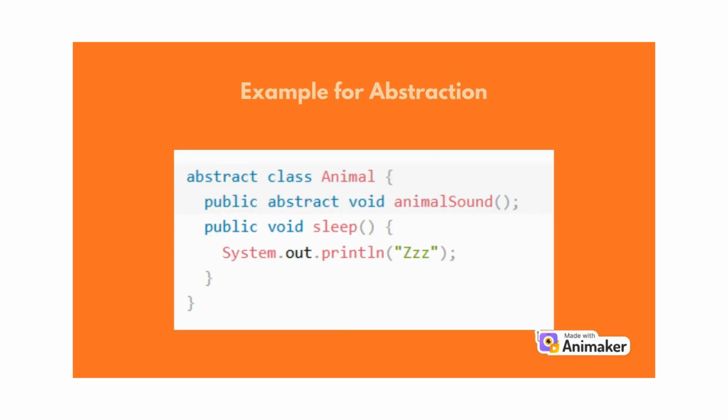At the same time, this class also includes a regular method called sleep, which prints Zzz. This method has a complete body, so it can be used directly by subclasses without needing to change it. Public void sleep, System.out.println Zzz. This mix of defined and undefined methods is what abstraction is all about. It lets you hide complexity and force structure in your program. The abstract method sets a contract, like saying, any animal must make a sound, but you decide what that sound is. For example, a dog class might implement it as woof, while a cat might return meow.